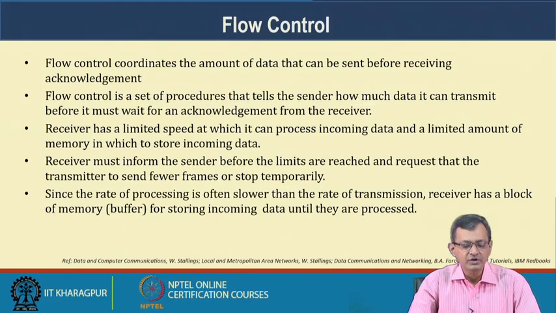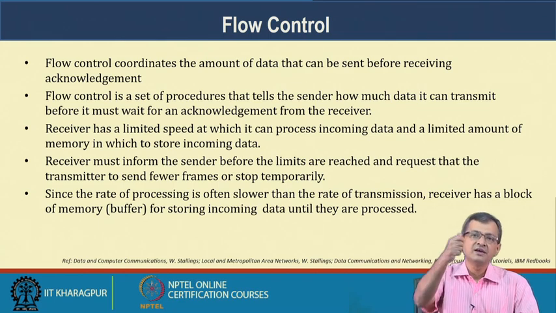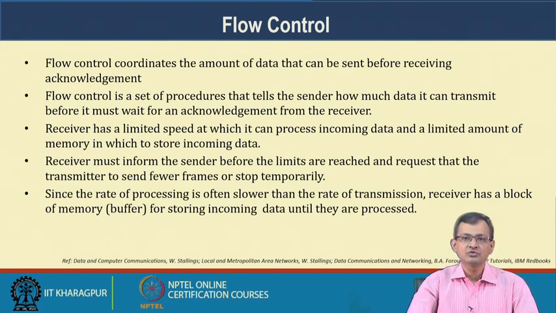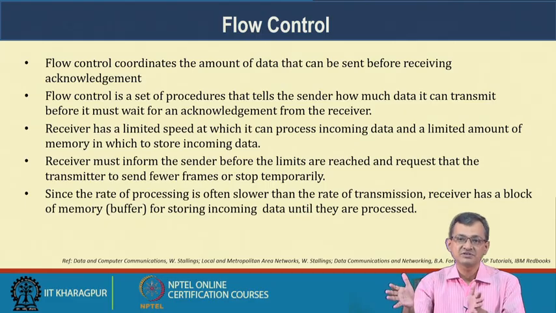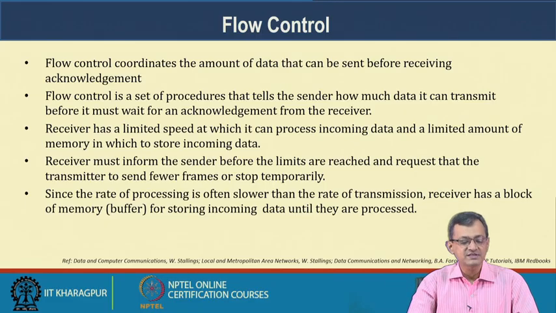So, flow control coordinates the amount of data that can be sent before receiving the acknowledgement. Whenever I am sending data to somebody, after sending I am expecting an acknowledgement that the data is received okay or not okay and needs to be resent. Flow control coordinates how much data you can send before receiving the acknowledgement, whether bitwise, bytewise, kilobyte wise or chunk wise. Flow control is a set of procedures that tells the sender how much data it can transmit before it must wait for an acknowledgement from the receiver. So, that is a mechanism.